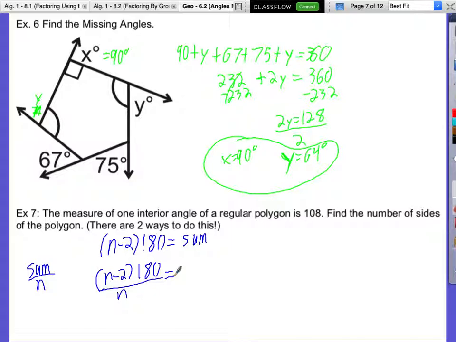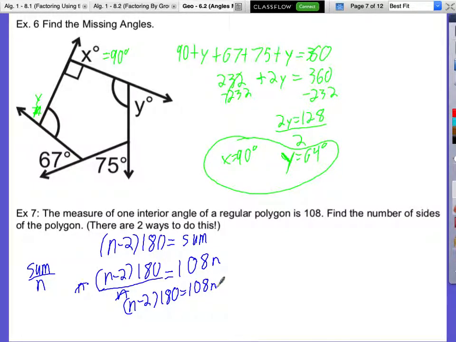Okay, so then you do, well, this is our sum, so we divide that by n. And we could set that equal to each individual angle, and what is each angle? 108. So you could set it up here, and the best way to go about solving this would be multiplying by n to get that out of the denominator. We don't want that in the denominator. That's a troubling circumstance. So it'd be n minus 2 times 180 is equal to 108n.